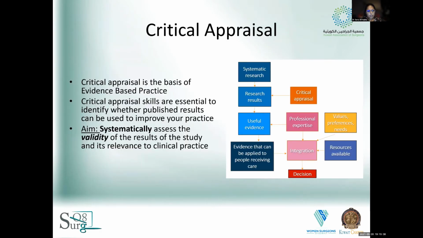As critical appraisal is the basis of evidence-based practice, they're really essential skills. And some people have said that critical appraisal skills are the new stethoscope. So it's important to identify important research and learn how you can apply it to your practice. The aim of this process is to be systematic. So having a fixed system where you're going to assess the validity of the study and how relevant it is to your clinical practice. And you can see on the diagram that it's a multi-step process.